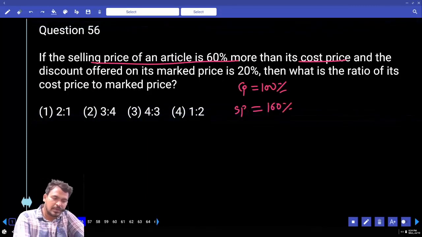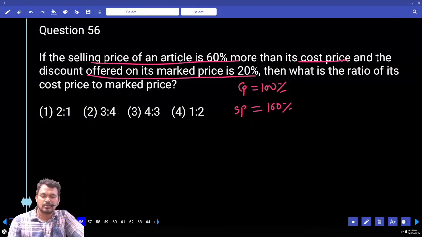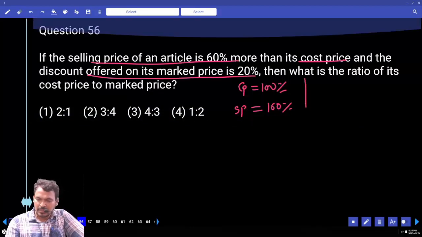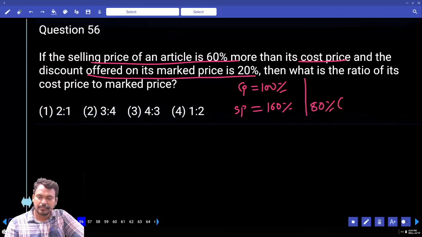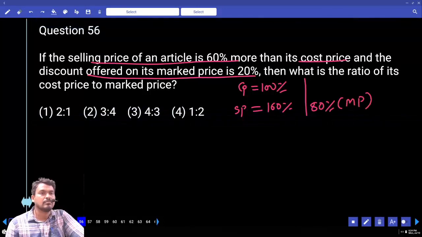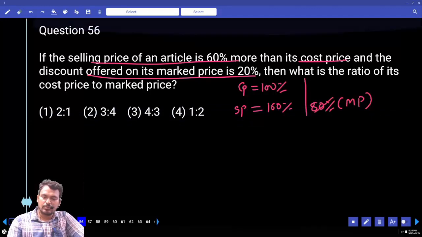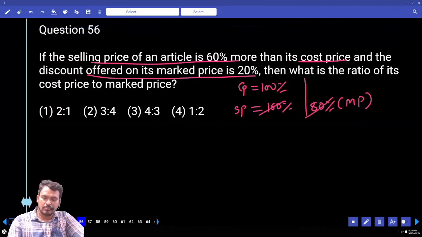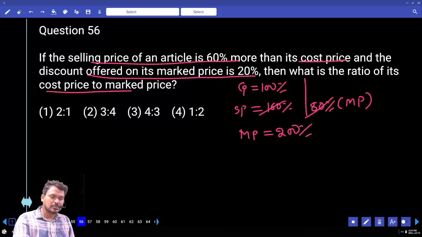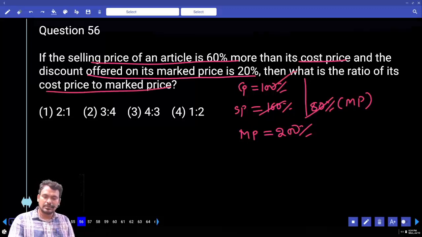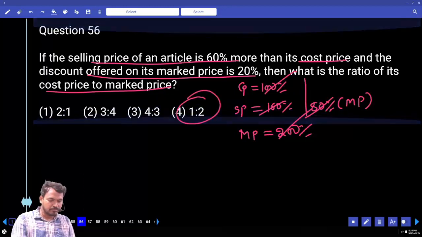160%. But discount offered on its market price is how much? 20%. Means after discount, 160% represents which one? 80% of market price. 80 how many times? 2 times. Means market price is how much? 200%. Market price is 200%. What is the question here? Ratio between cost price and market price. What is the answer? 1:2.